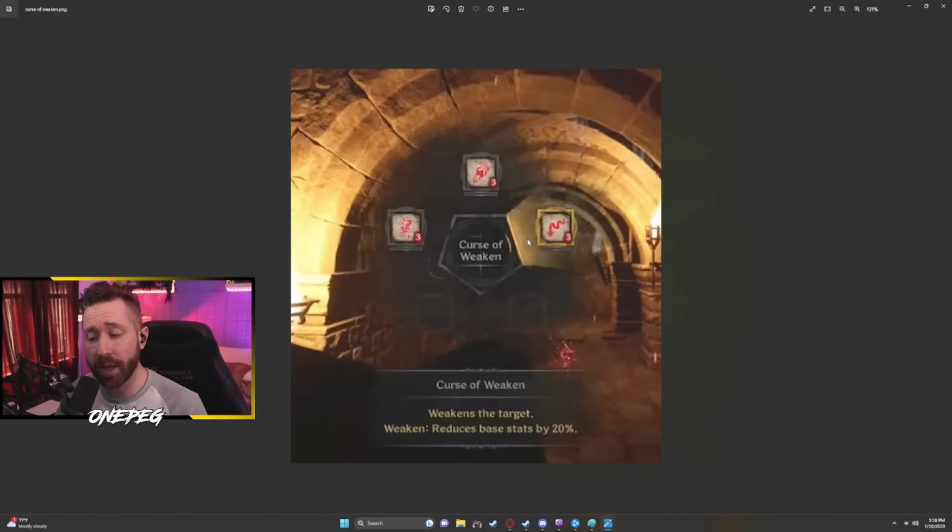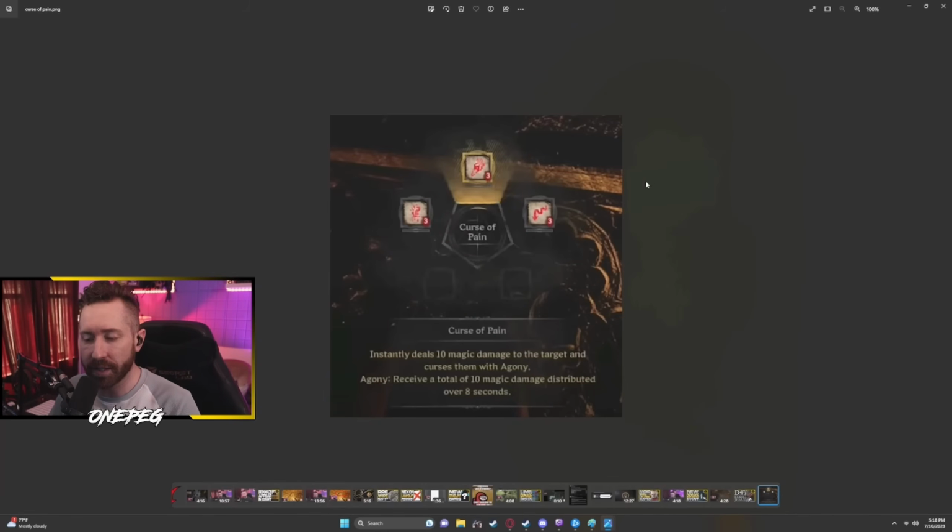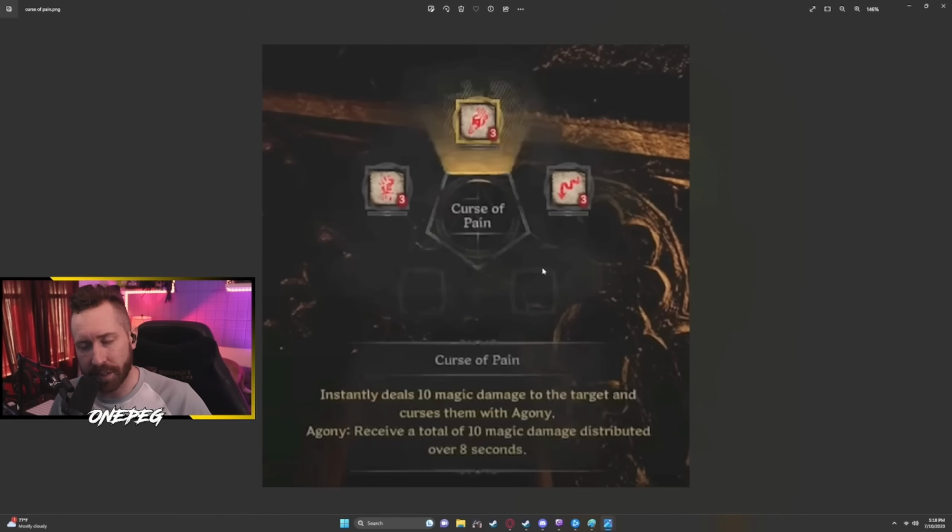The first one being Curse of Weaken, which is weakening the target, reduces their base stats by 20%. These again were things that I missed, and I apologize for missing them. I try to catch everything, but I'm only human.